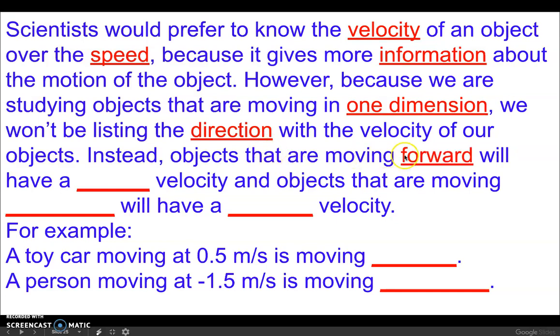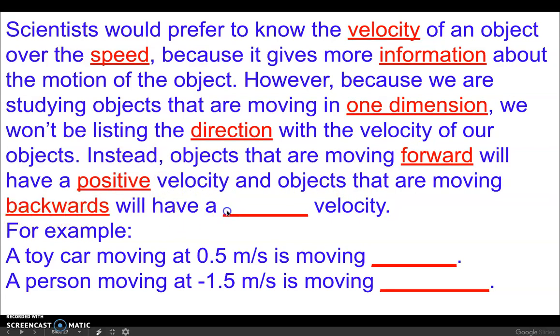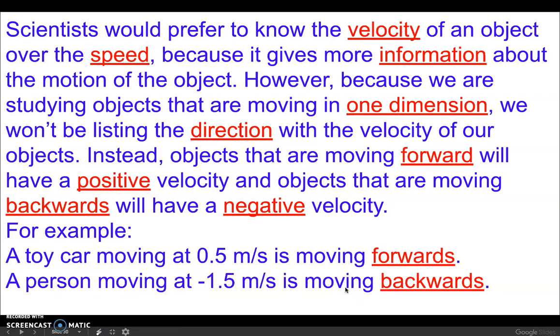Instead, objects that are moving forward will have a positive velocity, and objects that are moving backwards will have a negative velocity. So for example, a toy car moving at 0.5 meters per second is moving forwards. A person moving at negative 1.5 meters per second is moving backwards. So hopefully that makes sense.